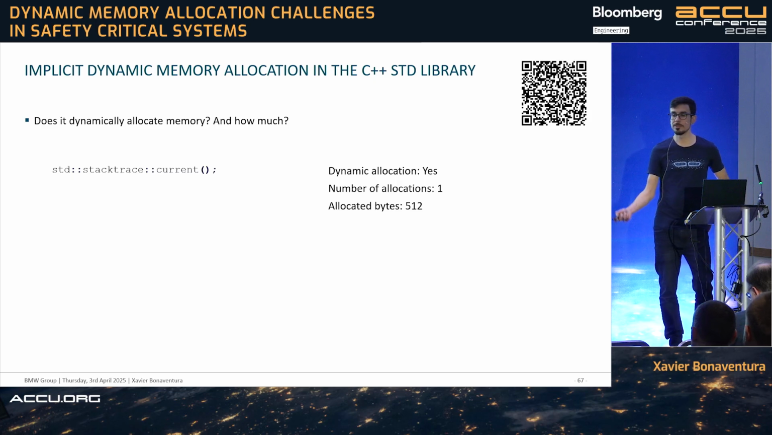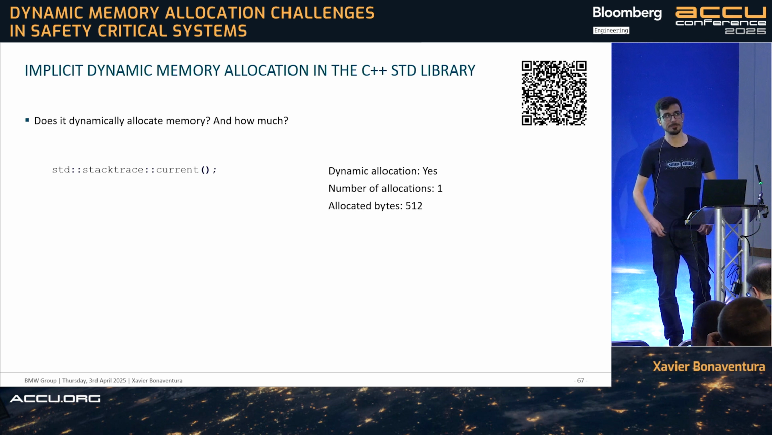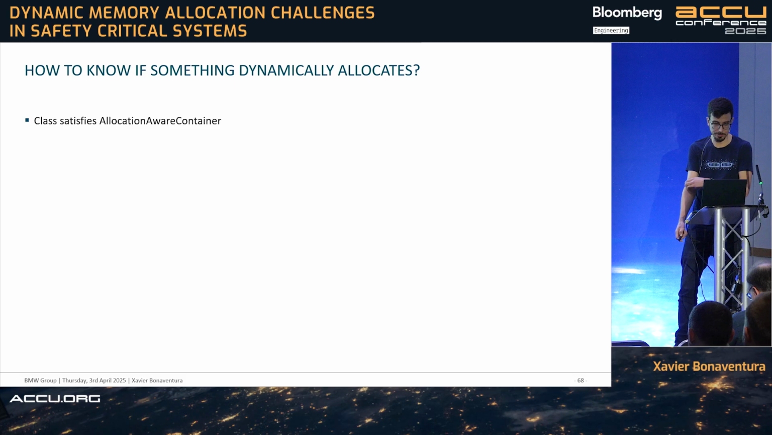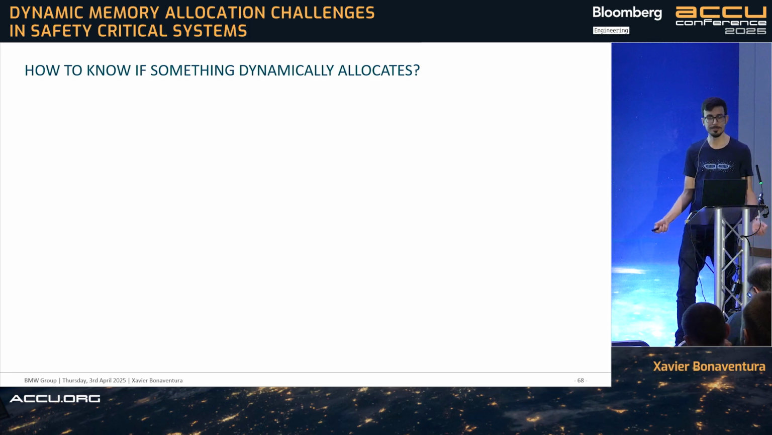Okay, and now basically we just saw a little bit what the ISO standard says. We saw what the guideline says. We saw how we can allocate, and we saw how allocation happens. But now if someone tells me you should not use dynamic memory allocation, the first thing you want to know is, how can you know if something dynamically allocates? What are the ways to know about that? And I would love to have an answer that works for everything, but let's see what we can do with what we have.